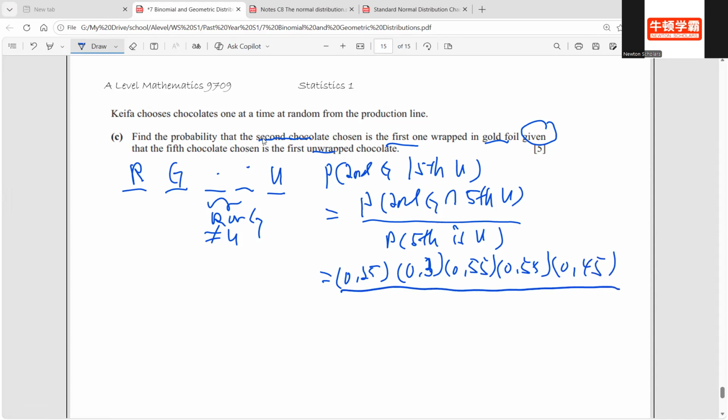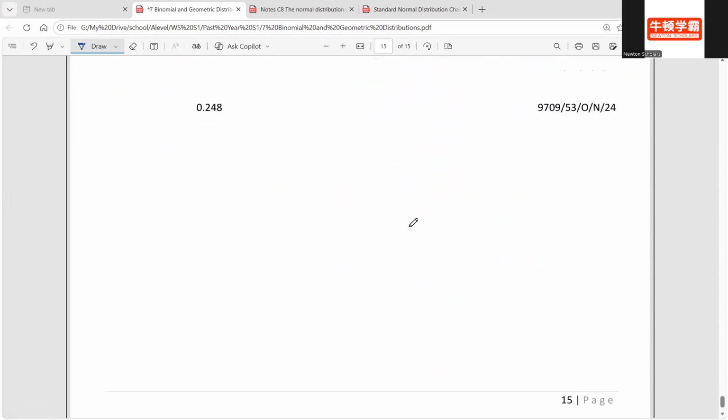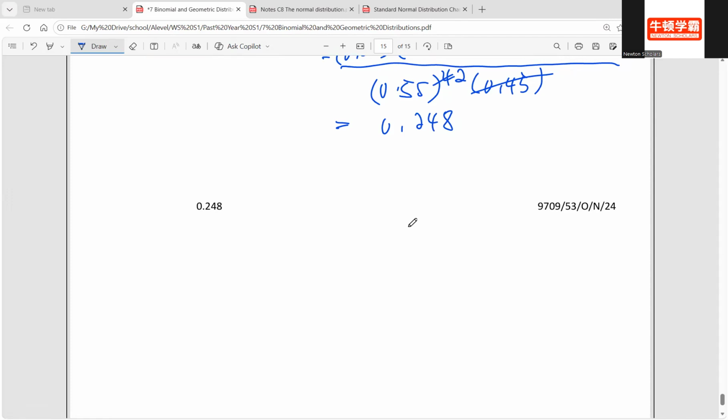We have done the first part. Then the fifth is the U, and the rest is not U. So we have 0.55 for 4 places, and then the U is 0.45. Actually you can cancel. This one we got 2, you can cancel, and then you press the calculator. You will get 0.248.